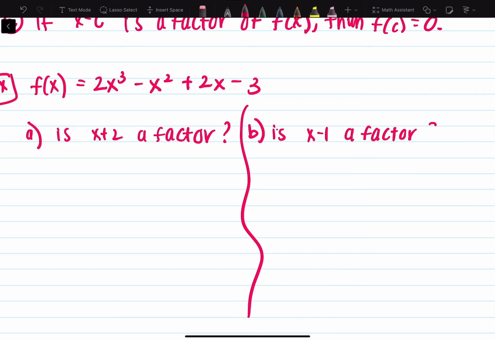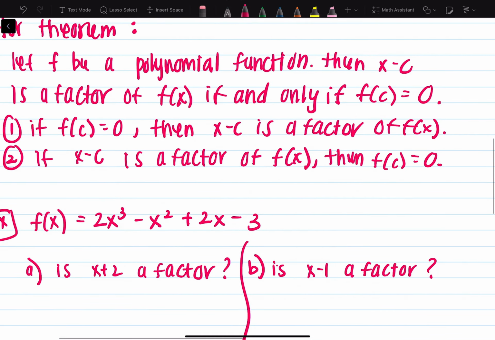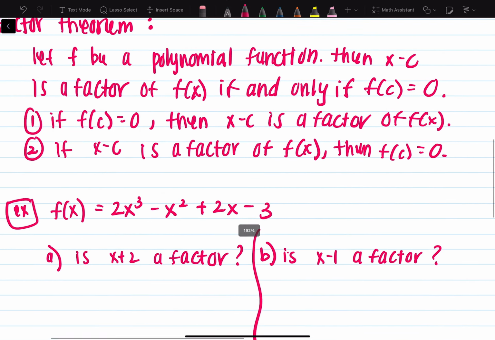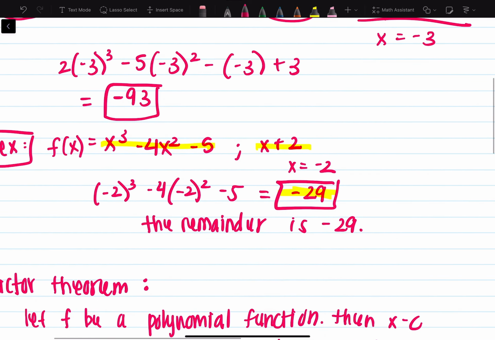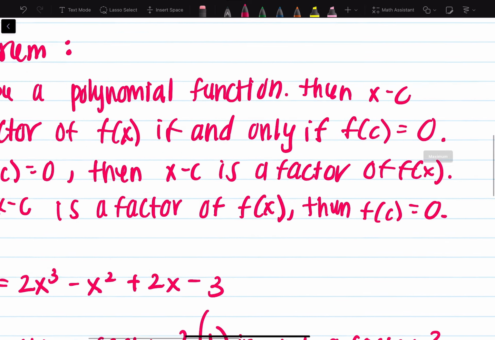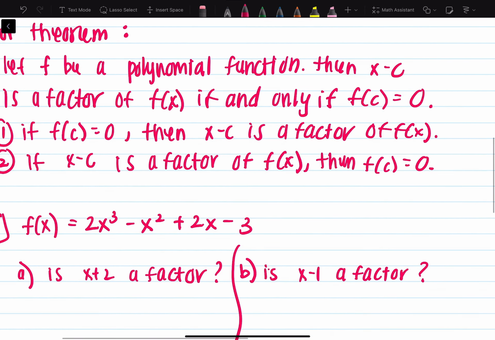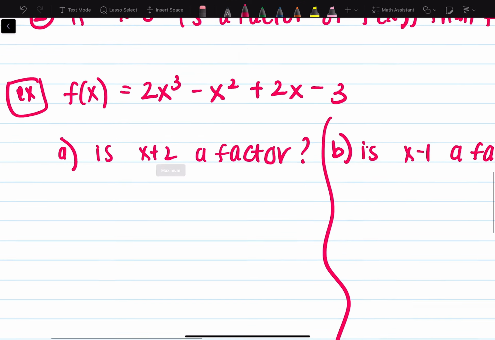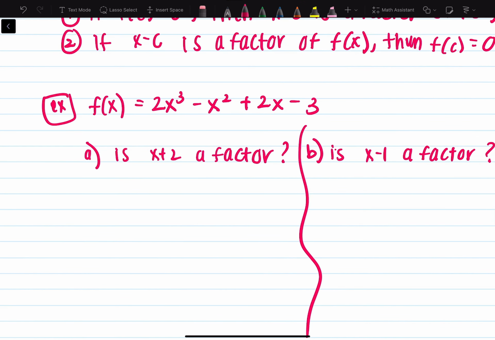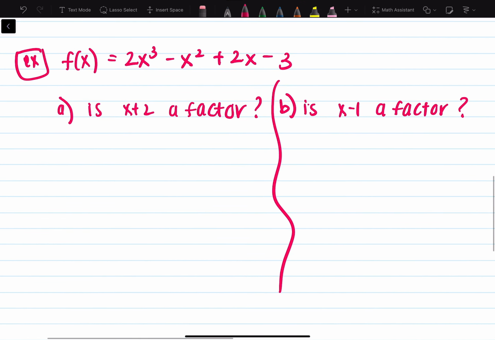Okay, now the way that you're going to do that is, like I said, use this theorem. It pretty much tells you if you use the remainder theorem and you get a remainder of 0, then you know that the polynomial that you're dividing by is indeed a factor. So let's go ahead and try it with part A. So is x plus 2 a factor?